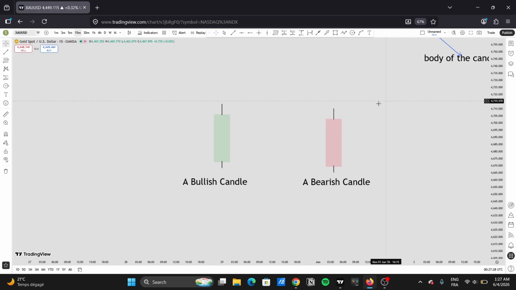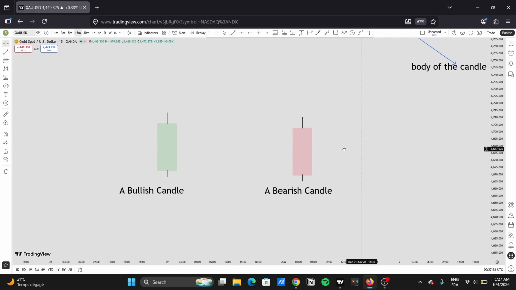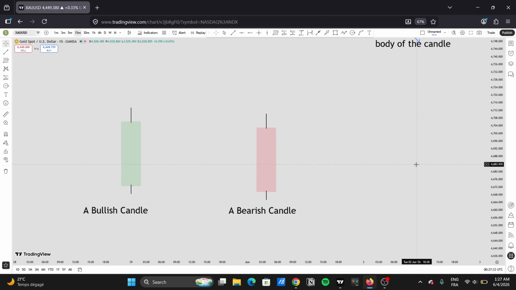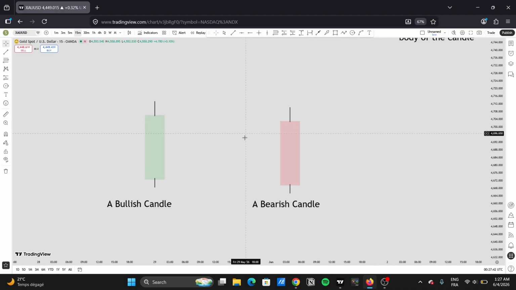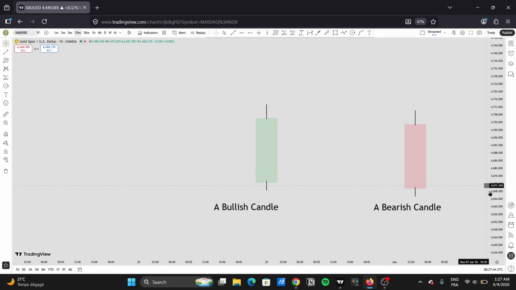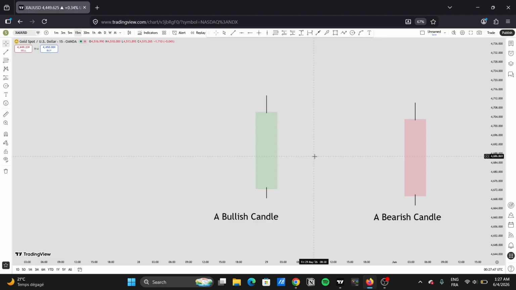Now, what's the next thing we are going to explain? We're going to explain how a candle builds over time. Let's start with a bullish candle, for example. From the first look at this candle, we can easily say that this is the opening price. Like this. This one is called the opening price.